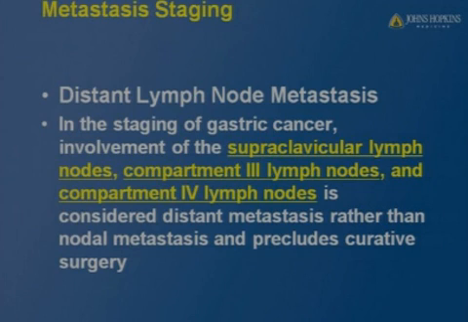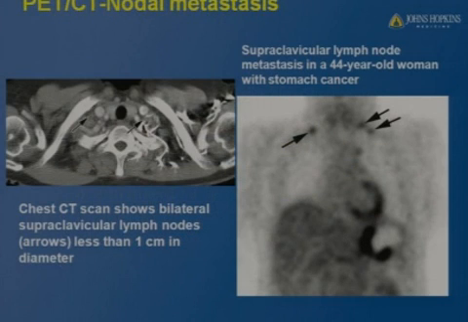In M staging, I need to emphasize again, if there are distant lymph node metastases, such as supraclavicular lymph nodes, compartment 3 and compartment 4 lymph nodes, they are considered distant metastases rather than nodal mets, and at that point they preclude curative surgery for the patient. Like in this case, in CT, we always see supraclavicular lymph nodes less than 1 cm.